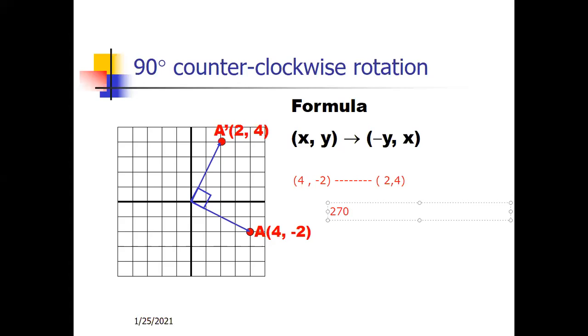Okay, so we have like a partner. 90 counterclockwise is the same like what? The partner, 270 what? Clockwise. Okay, so 90 counterclockwise will be equal to 270 clockwise.